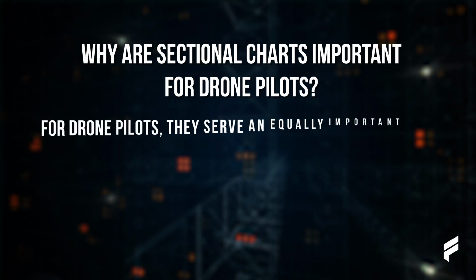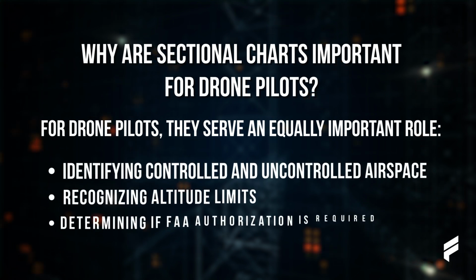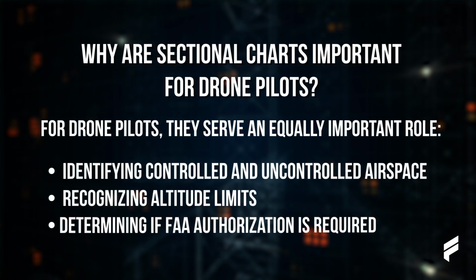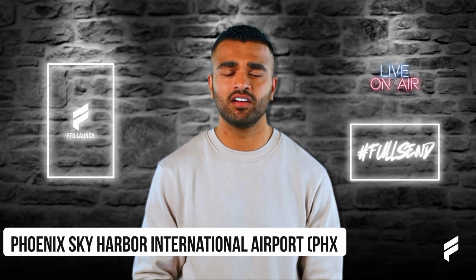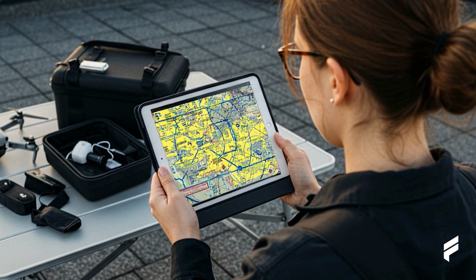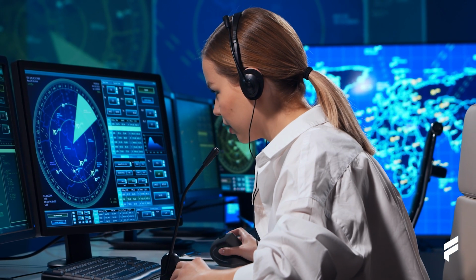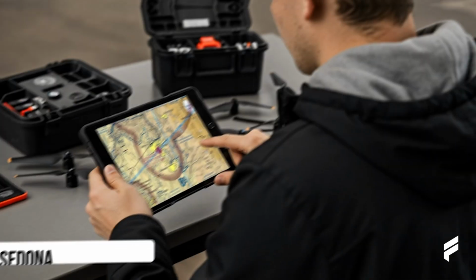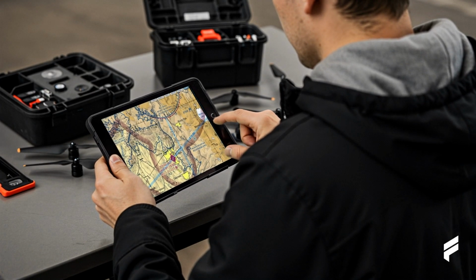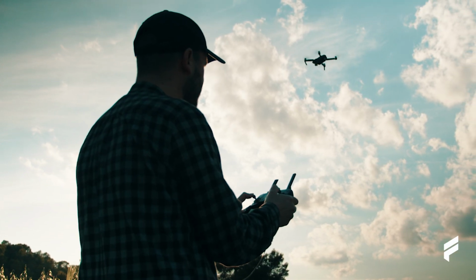For drone pilots, they serve an equally important role, identifying controlled and uncontrolled airspace, recognizing altitude limits, and determining if FAA authorization is required. For example, if a drone pilot wants to operate near Phoenix Sky Harbor International Airport, PHX, checking the sectional chart would reveal that Class B airspace surrounds the airport, meaning FAA authorization is required before flying in that area. On the other hand, flying near Sedona Airport, SEZ, might be easier since it is located in Class G airspace up to 700 feet AGL, meaning no prior authorization is needed unless flying higher.